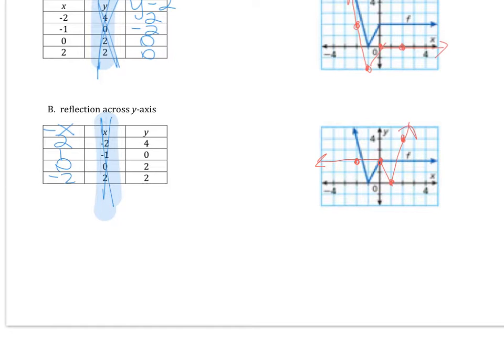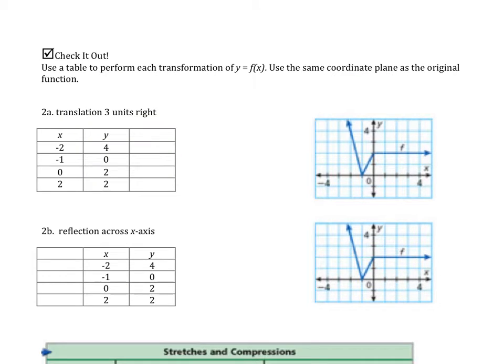Okay, you have 2 on the next page to try. You can use the blank column to help you. Actually, the blank column is in the wrong position, so don't let that misguide you. Make sure that you highlight the column that's being changed, and then plot the new points. Pause the video and try them.